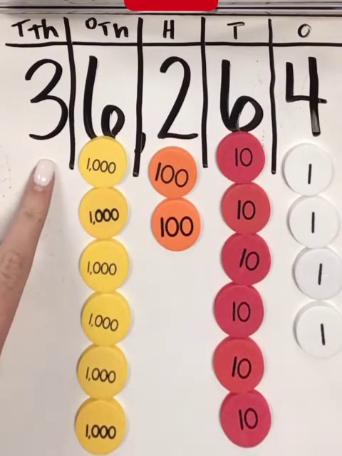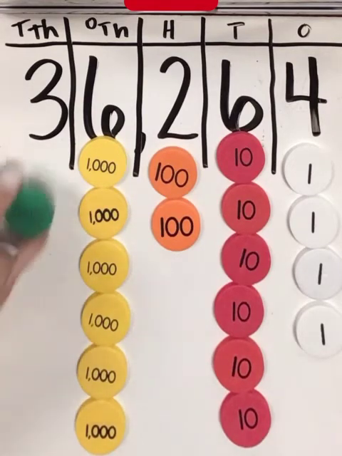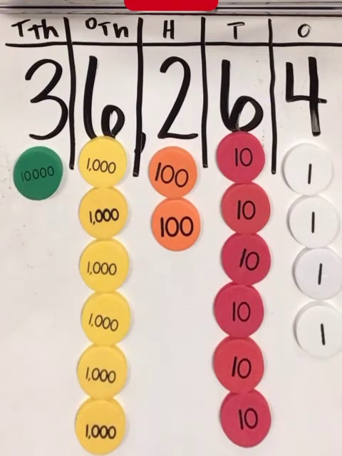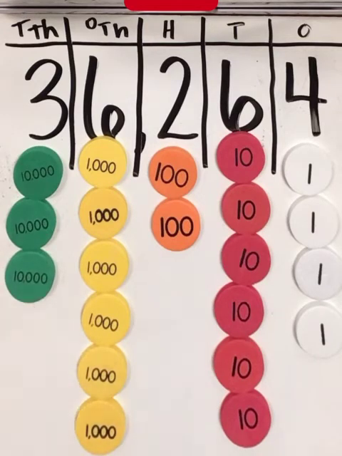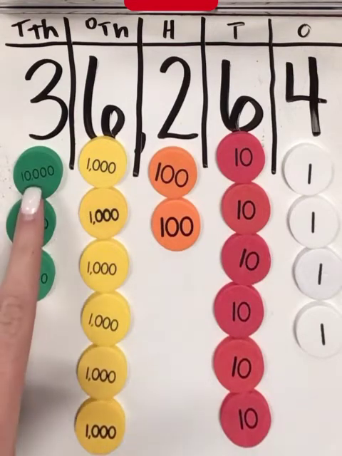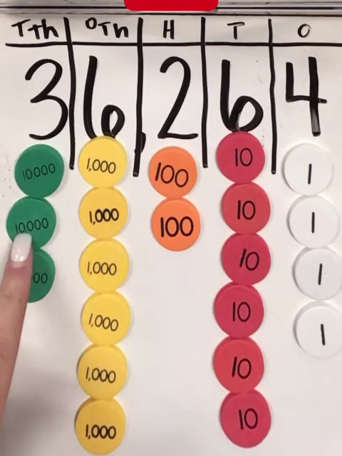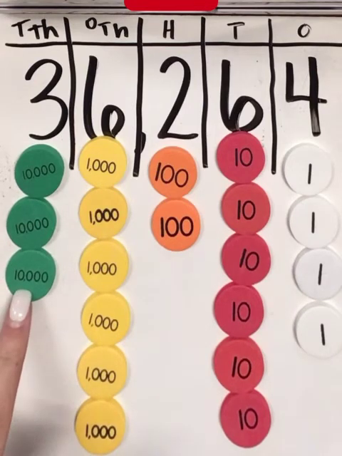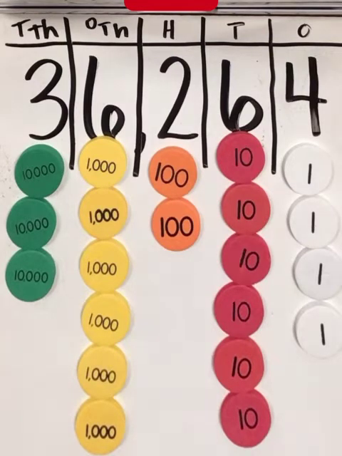Now we have 10,000s. Okay, so I have 3 10,000s. 1, 2, 3. But is my value 3? No, because I'm in the 10,000s place. 10,000, 20,000, 30,000. So my value of this is actually 30,000. Okay, so here I've made my model.